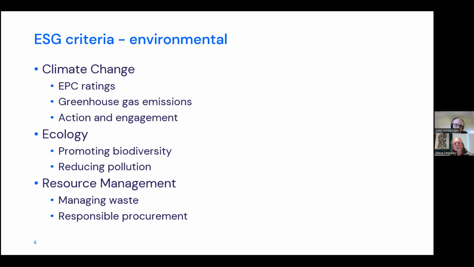That's another theme that's quite common throughout this, to make sure that, yes, you've got ESG credentials as a social landlord, but what about the people you're buying from? How much does that responsibility go forward into your procurement processes?